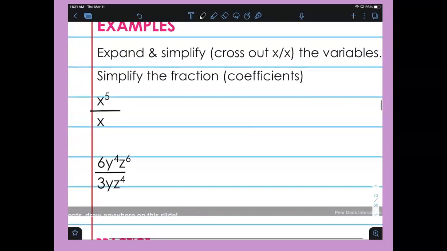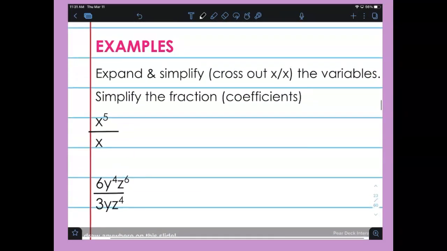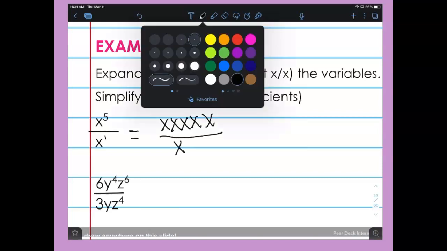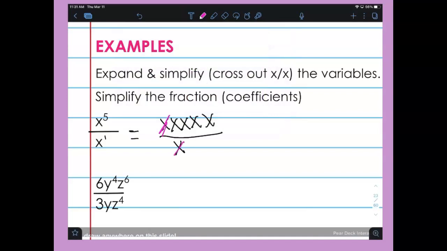Okay, some other examples. We're going to do x to the fifth, so 1, 2, 3, 4, 5, over x to the first power. Again, we're just crossing them out. That would be 1, and 1 times anything is itself, so we can just mark it out since the rest is multiplying. So what we have left is x to the fourth.